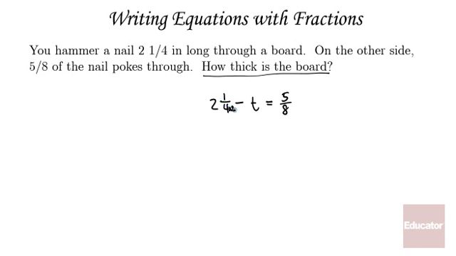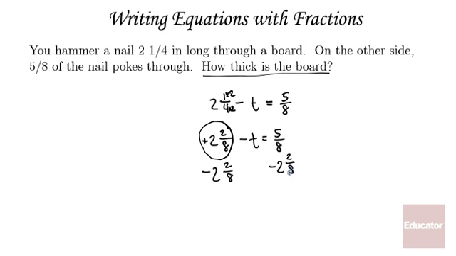I'm going to change this, times 2 times 2, so I have 2 and 2/8 minus t equals 5 over 8. And once again, you look at the fraction and the value in front, which is an imaginary positive here. So the opposite would be minus 2 and 2/8.